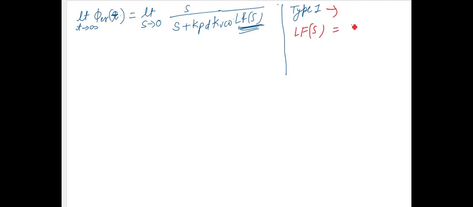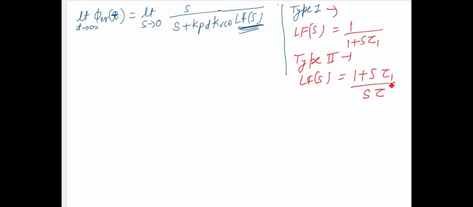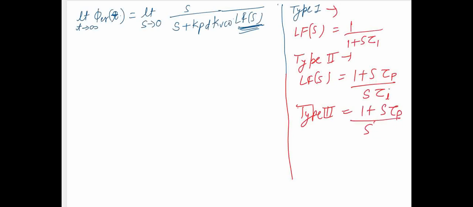LF(s) equals 1 by 1 plus s tau 1, and if it is type 2, then LF(s) is equal to 1 plus s tau, divided by s tau p, you can say I. Okay, and if it is type 3, then it will be 1 plus s tau p over s square tau, you can say. Okay, so now in case 1, we can consider that the PLL is type 1.